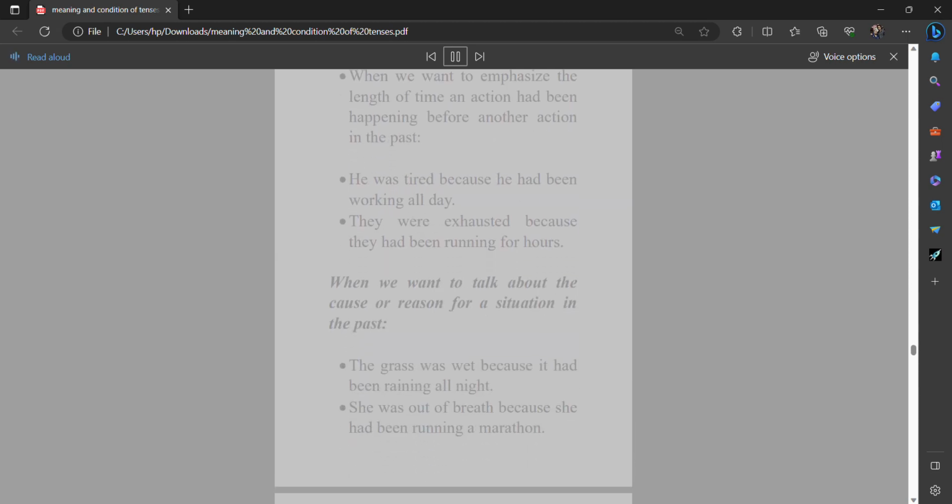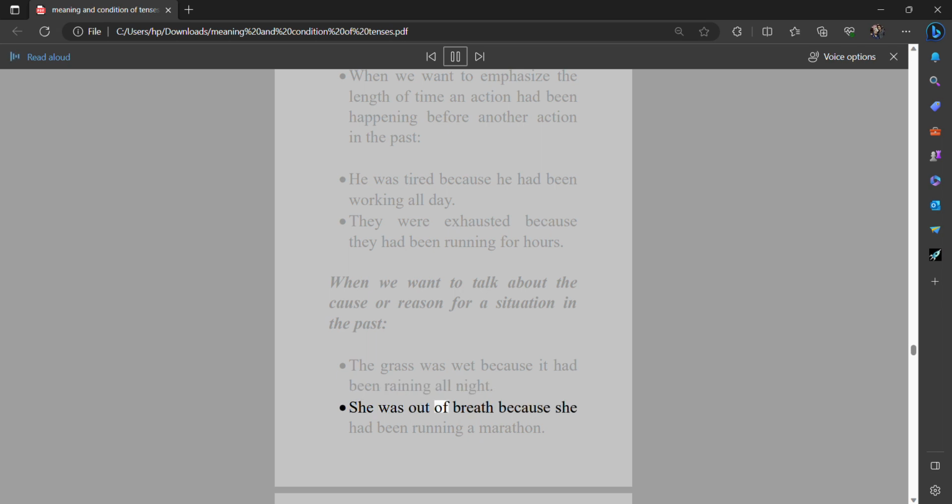When we want to emphasize the length of time an action had been happening before another action in the past. He was tired because he had been working all day. They were exhausted because they had been running for hours. When we want to talk about the cause or reason for a situation in the past. The grass was wet because it had been raining all night.